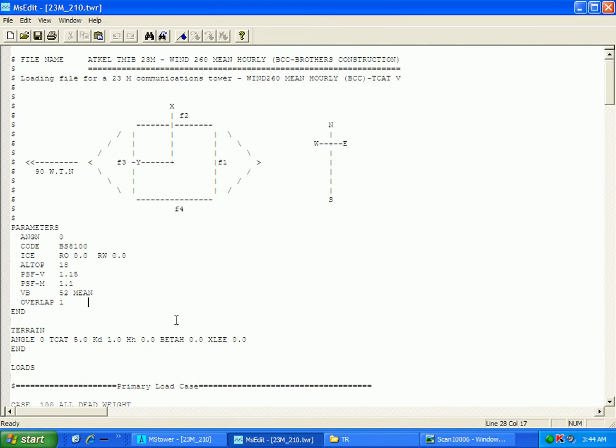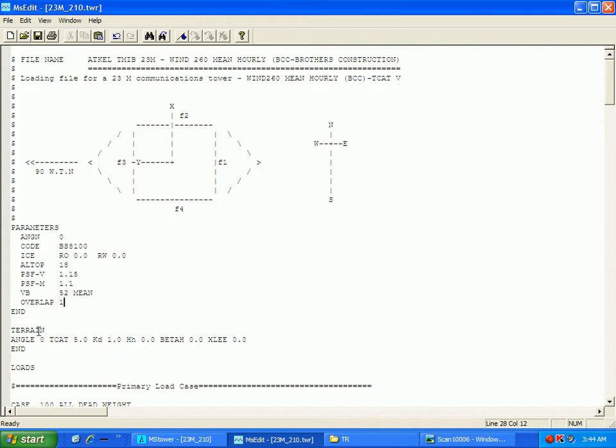Overlap once means it will consider the overlap. It will reject the overlapping part of a member. Eventually, finally it will reduce the wind load. So we always make sure this is 1. If we make this 0, then it will not consider overlapping members.